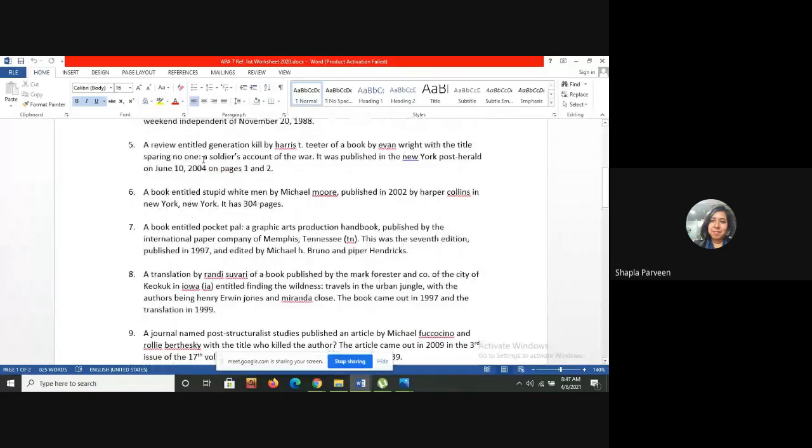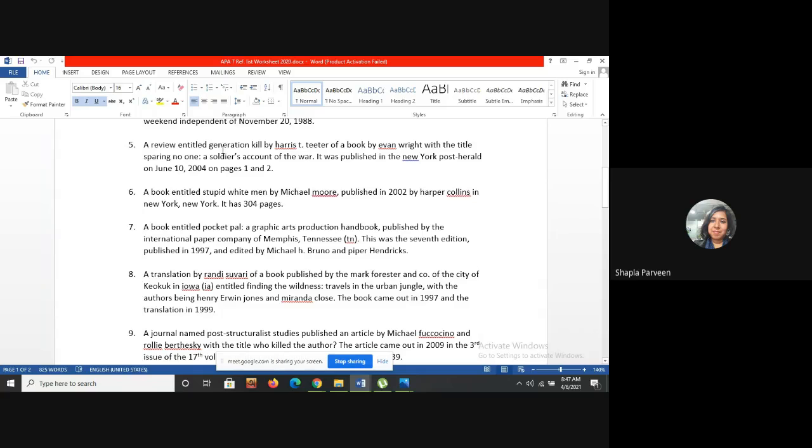This one is a review entitled Generation Kill by Harris T. Tita of a book by Evan Wright with the title Sparing No One, a Soldier's Account of the War. It was published in the New York Post Herald on June 10, 2004, on pages 1 and 4. So what type of work is this? It's a review. A review of what? Of a book, right? So, a review of a book.